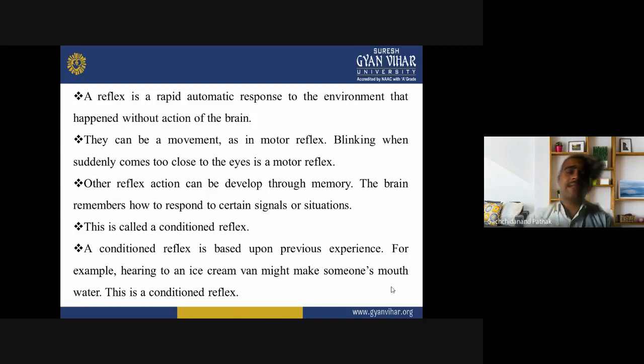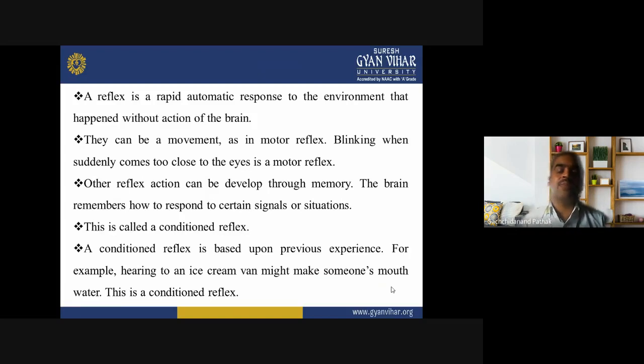Now, a reflex is a rapid automatic response. What is a reflex? A reflex is a rapid automatic response to the environment that happens without the action of the brain. So how can you define the reflex action? It is a rapid autonomic response to the environment that happens without the action of the brain, without the involvement of the brain. Okay, so that is the reflex action.